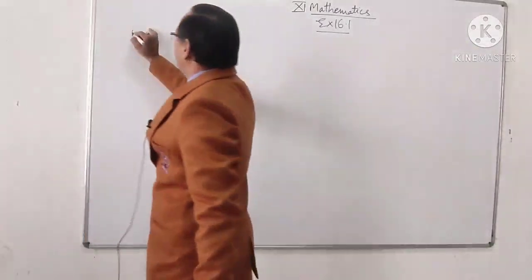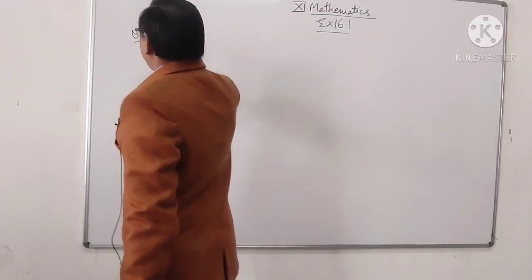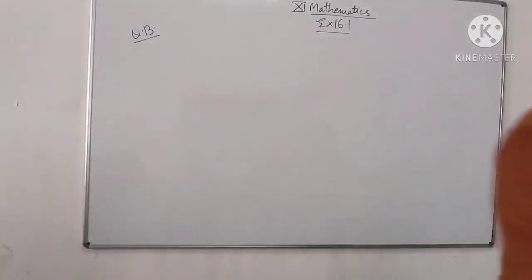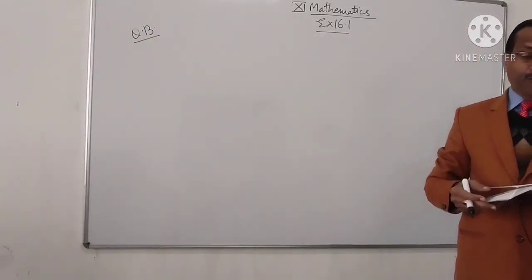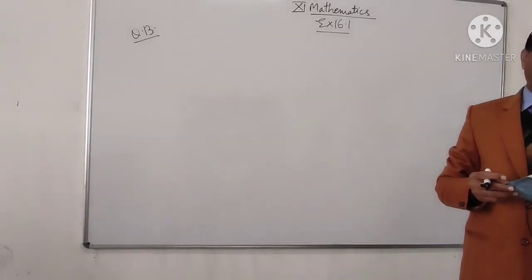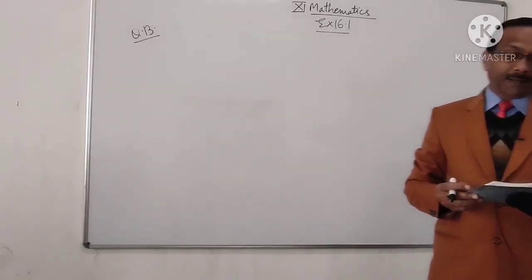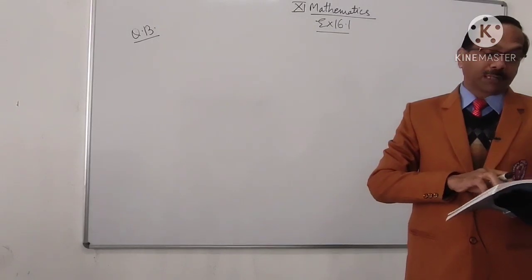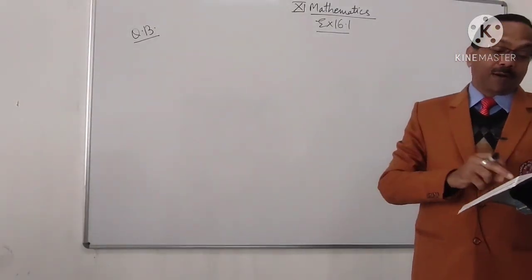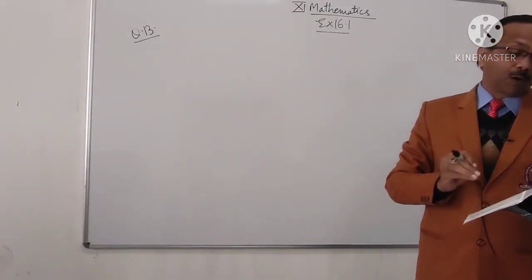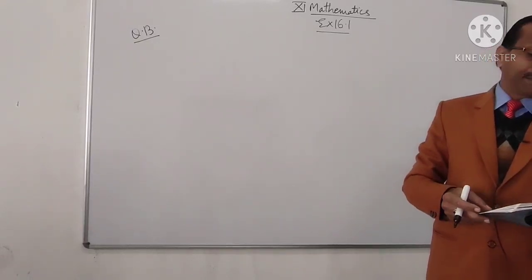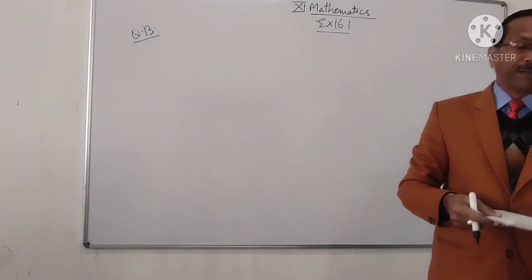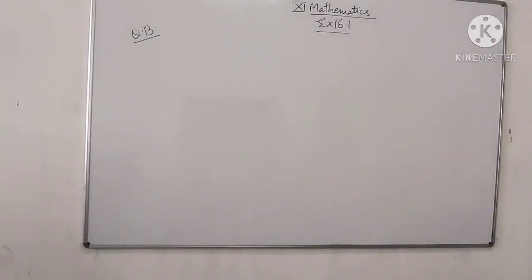Question number 13. Student, the question is: the numbers 1, 2, 3 and 4 are written separately on 4 slips of paper. The slips are put in a box and mixed thoroughly. One person draws 2 slips from the box, one after the other, without replacement. Describe the sample space for the experiment. So it is a very simple question.